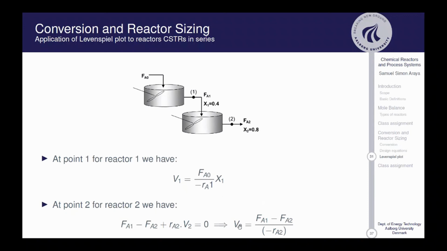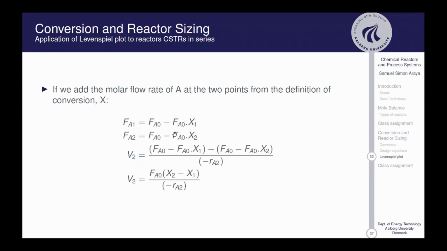So the volume of the second reactor will basically be something like this. FA1, which is what's going into the second reactor, minus FA2, what's going out of it, divided by the rate of reaction of A in the second reactor. Then we add the molar flow rate at the two points and define conversion, in both cases defined in terms of the initial moles of A fed, and we can define each one of them like this.